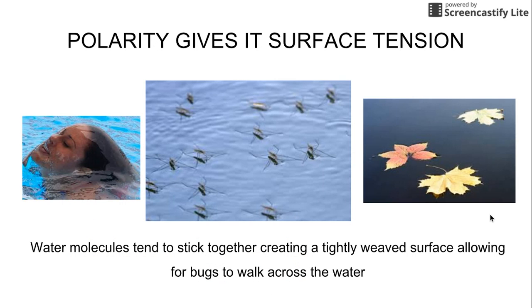Polarity also gives water a surface tension. Water molecules tend to stick together, creating a tightly woven surface, which allows for things like bugs to walk across the surface. Here we see a picture of bugs on the surface of the water. You see leaves, which should sink, but they don't. They stay on top of the surface of the water. And then you see this young woman breaking through the water, but you see that the surface stays together. That's called surface tension. And we have surface tension in water because of its polarity.